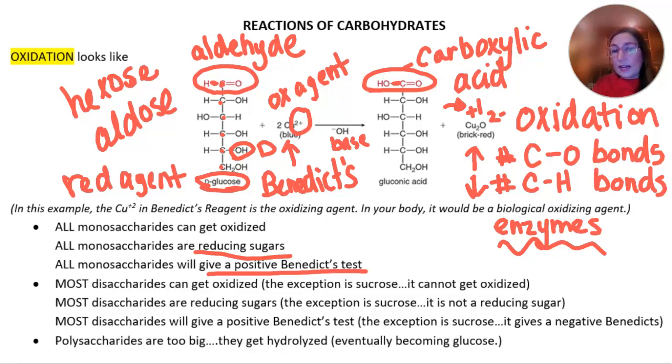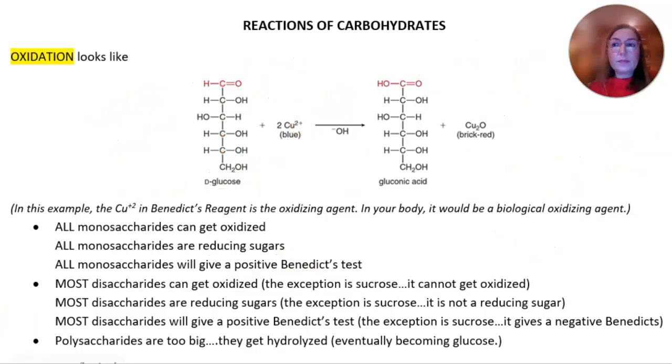Most disaccharides can get oxidized. Sucrose is the exception. Sucrose cannot get oxidized, but most disaccharides can. Most disaccharides, therefore, are also reducing sugars. And again, the exception is sucrose, which is not a reducing sugar. Most disaccharides will also give a positive Benedict's test. The exception is sucrose, which gives a negative Benedict's test. Polysaccharides are just way too big. They get hydrolyzed, eventually becoming glucose.